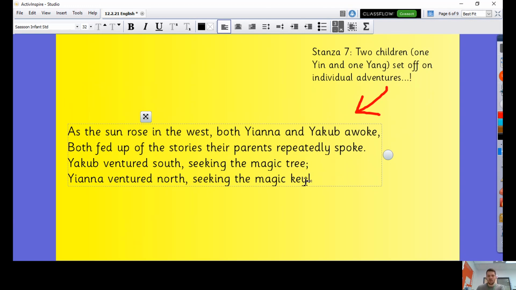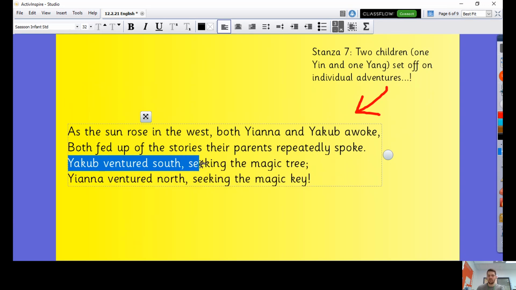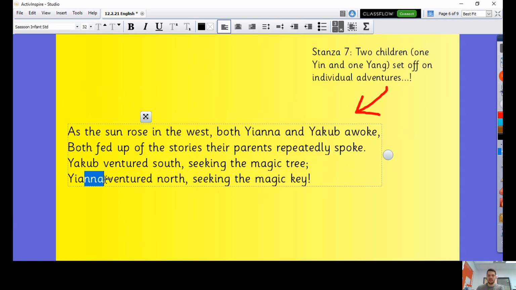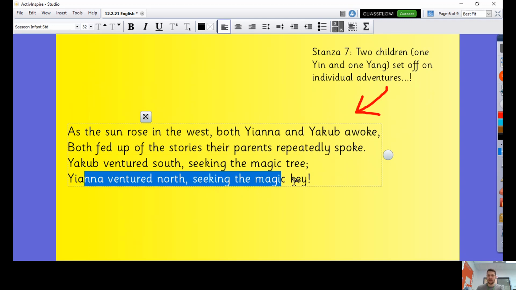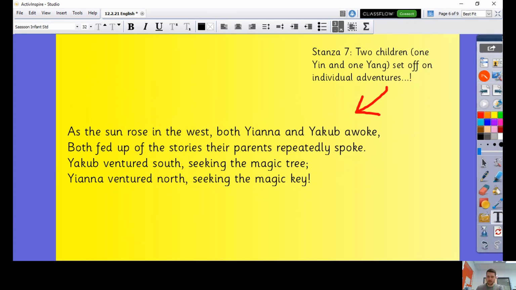Okay. I would maybe try and think of a new rhyming couplet, and I would keep that. That finishes it quite nicely. Jakob ventured south, seeking the magic something, and then Yana ventured north, seeking the magic something that rhymes with the word that you choose here.